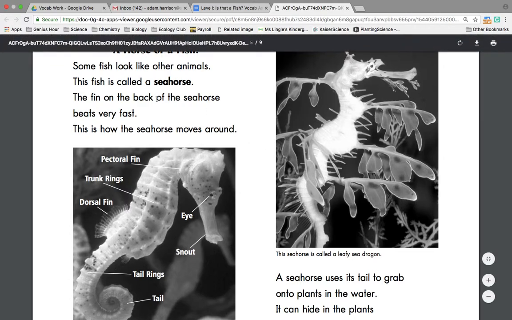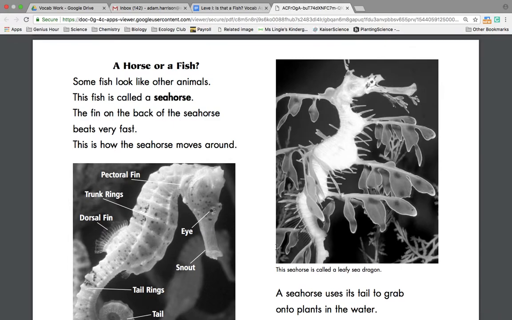A horse or a fish? Is it trying to talk about a horse? I know what a horse is. A horse is not a fish. A horse gallops around on a farm. Why would it be like a fish? I don't know.